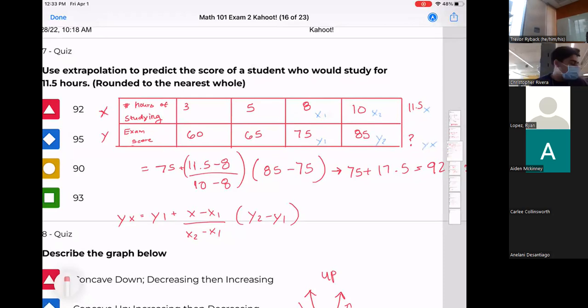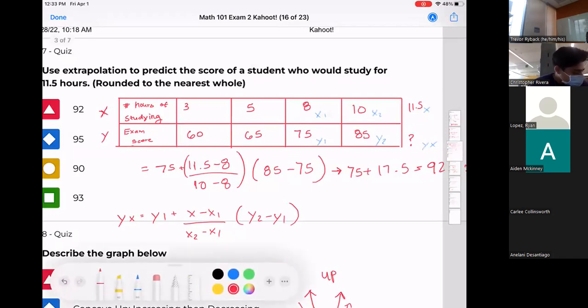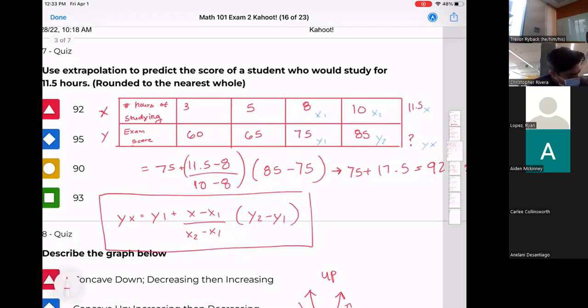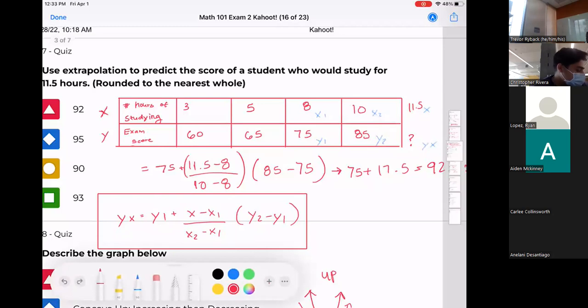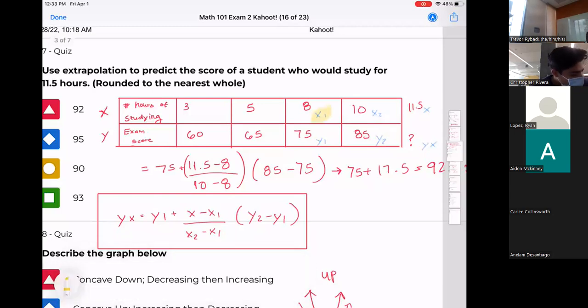Yeah. Okay, cool. So essentially, this is the extrapolation formula right here. And this formula is gonna get you where you want to be. The hard part is just figuring out where the variables go. So I highlighted them right here. This is gonna be our x1, our x2, our y1, and our y2.